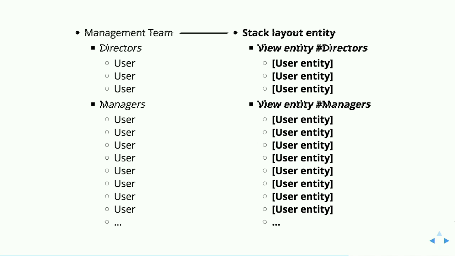So our page is still a stack layout entity, and it consists of two view entities. The first view entity displays all user profiles tagged with the hashtag directors, and the second with the hashtag managers. The thing here is that everything on this page is just entities and entity references. So we can apply anything which supports entity references. We can specify revisions, we can translate any part of this page, and we can edit inline any of these entities. We can specify different view modes, we can create custom entities, and so on. It's pure freedom for us, and we can build any layouts and any type of data. The whole page is done in the same way, using entities and entity references.